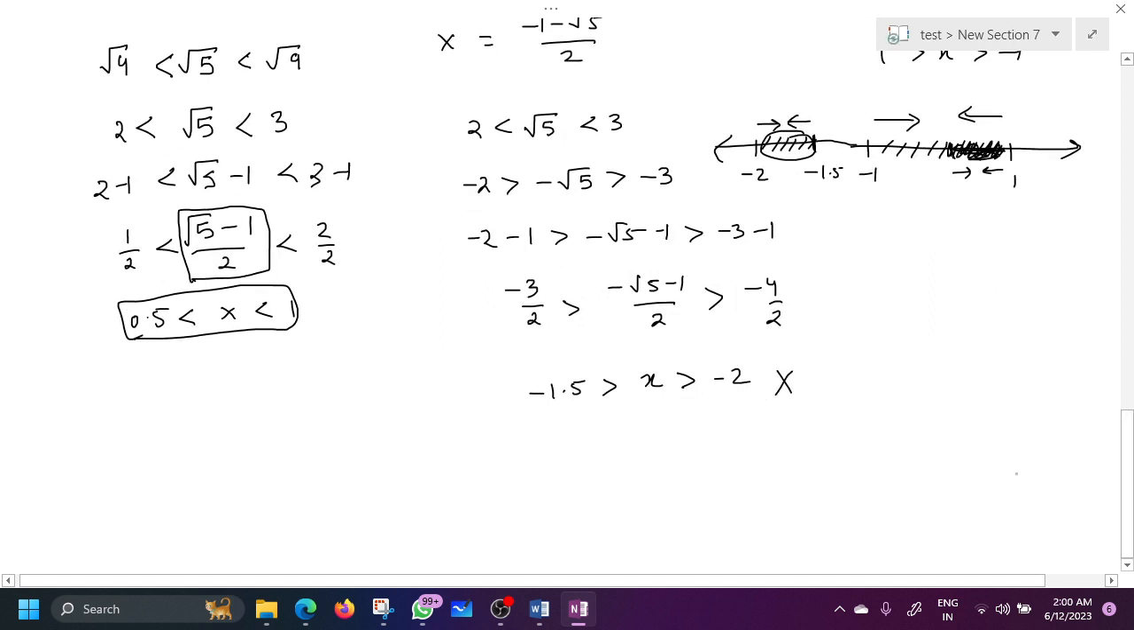So the only valid value of x that we are getting inside the prescribed range is x is equal to root 5 minus 1 over 2. And this is your final answer.